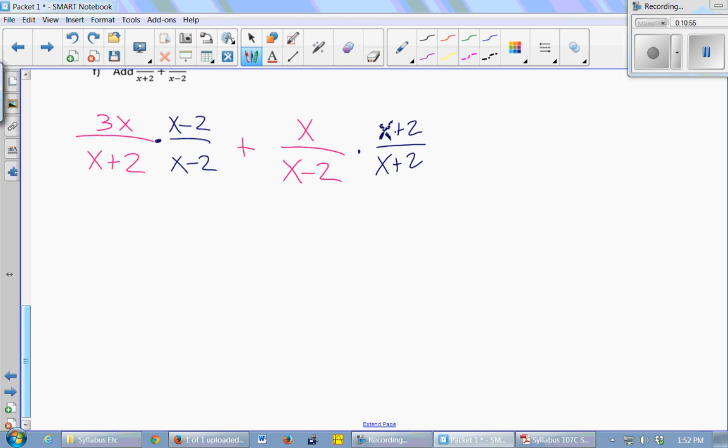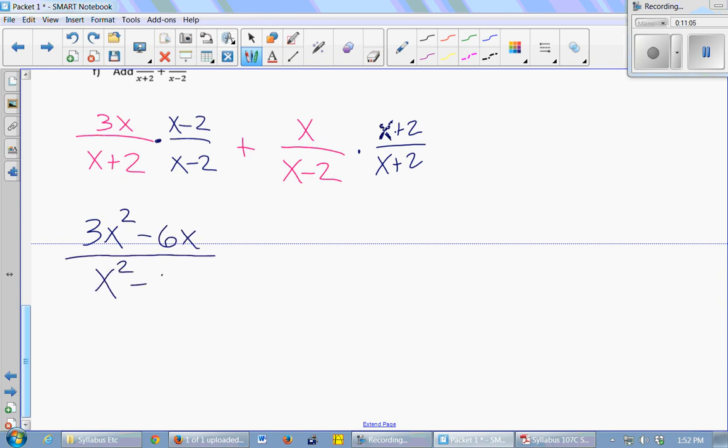So my first fraction, 3x times x minus 2, is going to be 3x squared minus 6x over x squared minus 4, plus my second fraction, where the denominator is going to be x squared minus 4. That's what you get when you multiply those two things together. And x times x plus 2, you've got to distribute it, so you get x squared plus 2x.